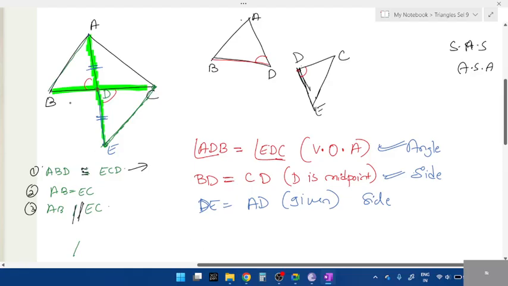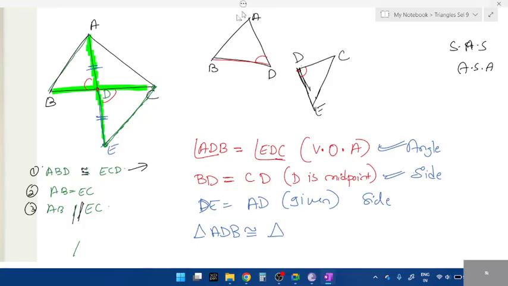And did they give any numbers? 5 centimeter, 5 centimeter, 6 centimeter. Did they give any numbers? No, right? We are just using the property. What are the properties we use? We use midpoint. We got to know BD is equal to CD. Then in the question they had given D is equal to AD. Therefore, triangle ADB is congruent to triangle. For angle A, now you all have to tell me.